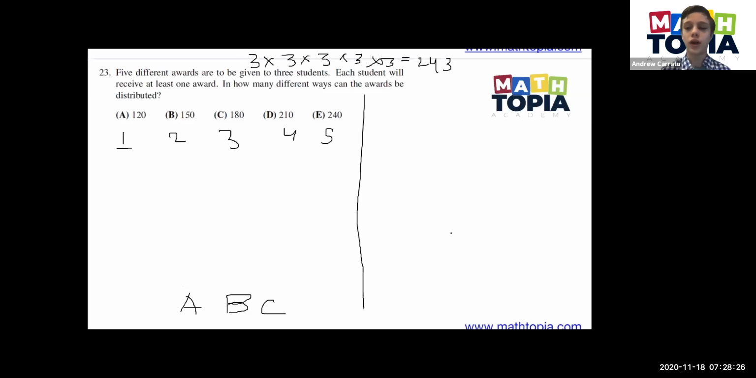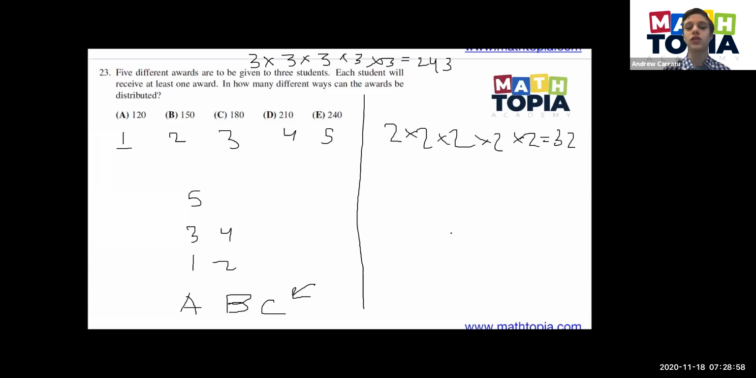So if we have 243, we're counting all the times that only two of them get awards. So let's subtract those off, right? So let's say we're leaving C out. Well, for each of these five awards, there's exactly two ways we can give it, to A or B, because we can't give it to C. We're trying to not give any to C. So there's two ways to give it to A or B. Same thing for each of the other four medals. And that means that there's 32 ways to exclude C.